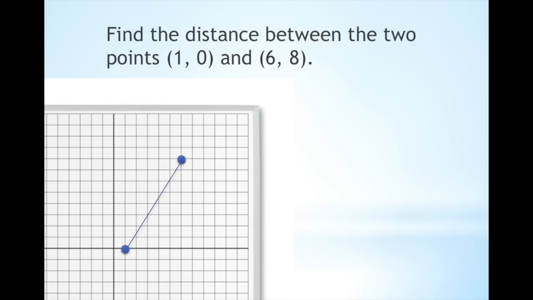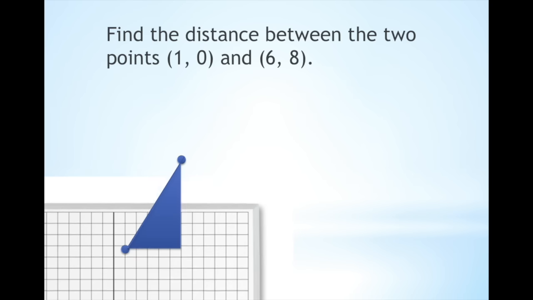Let's take a look at another problem. Find the distance between the 2 points (1, 0) and (6, 8). So here we're going to use a right triangle once again and use the Pythagorean theorem. But what we discussed in class was, what if graph paper isn't readily available?